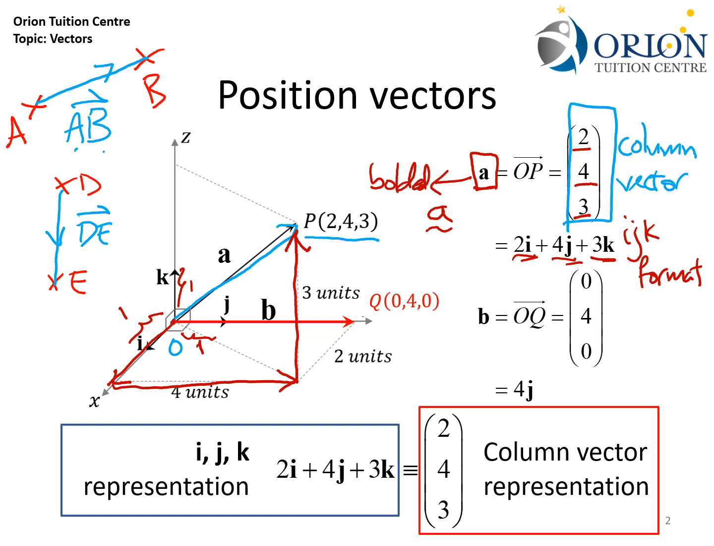Similarly, point Q has a coordinate of 0, 4, 0, and therefore we can write its position vector as b equals OQ equals 0, 4, 0, or simply just 4j.